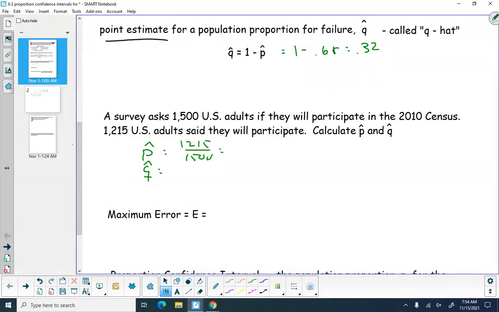Noah, what did you come up with? 0.81. Q hat is 1 minus p hat. So we have 1 minus 0.81, so we get 0.19. 81% of the 1,500 people said they're going to. 19% said they were not going to. But what they can then do with that sample of 1,500, they can go to the entire United States and guesstimate how many people are going to be a part of the 2010 census.